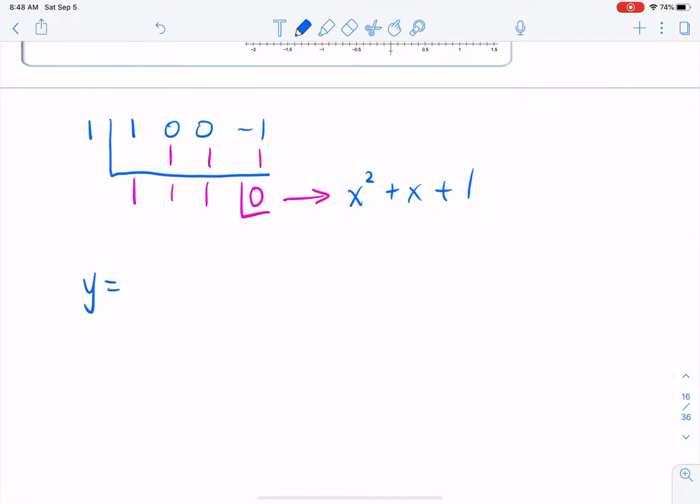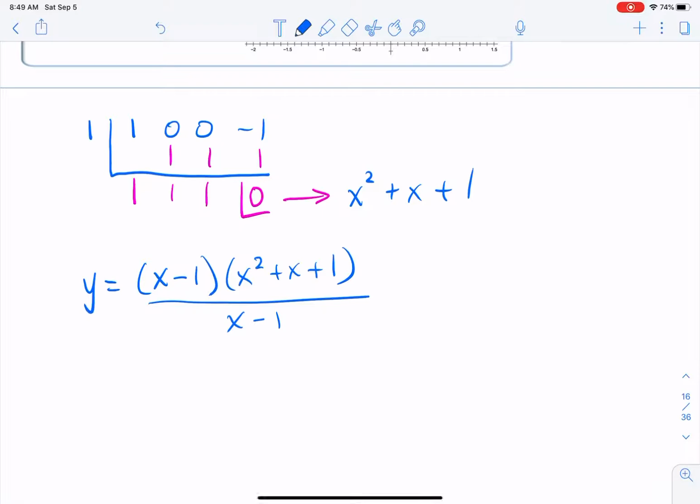In other words, this function is equal to this. So y is equal to, divided by x minus 1. That is the first factor, and the second factor is this quadratic one, x squared plus x plus 1. And then our divisor is still down here. Okay. Now, what we see here is that the top and the bottom have a common factor of x minus 1, so it can divide out, right?